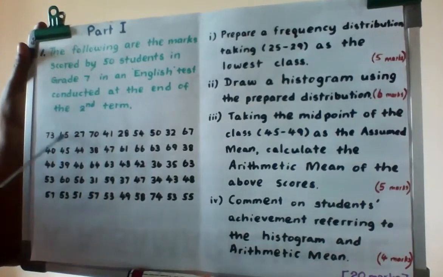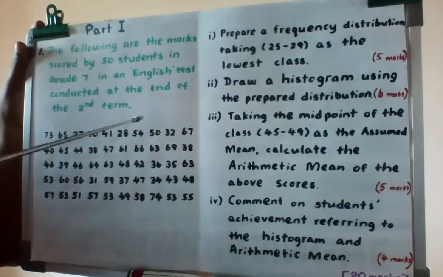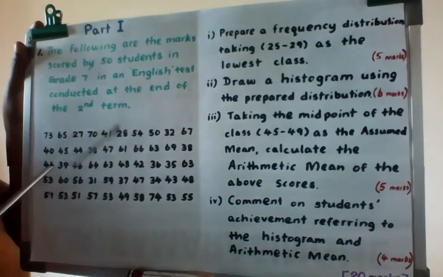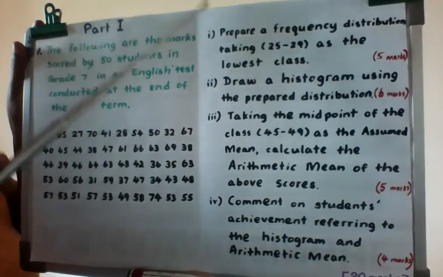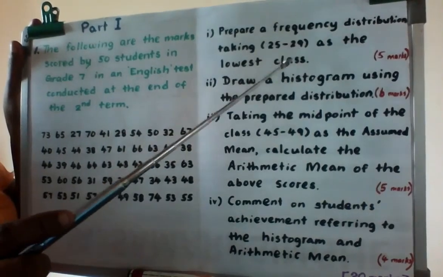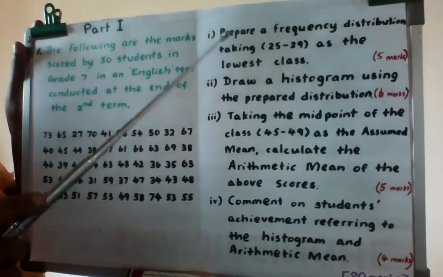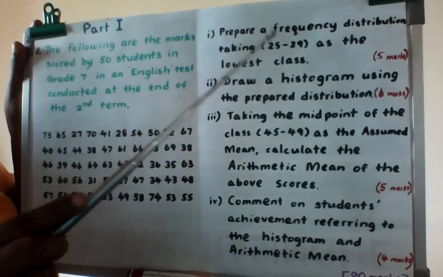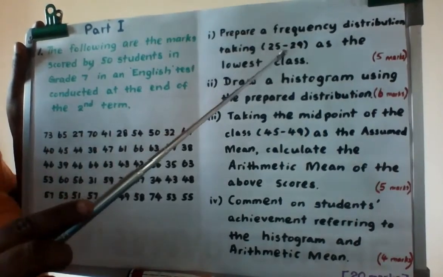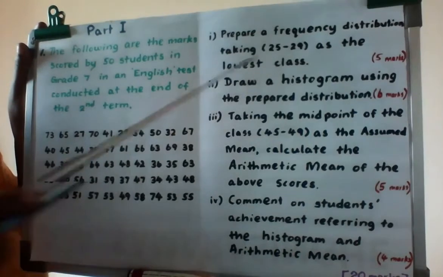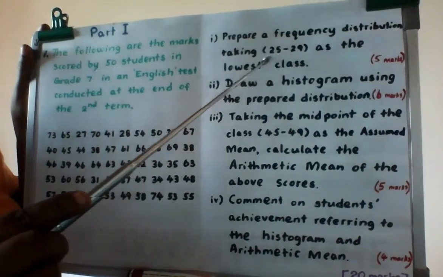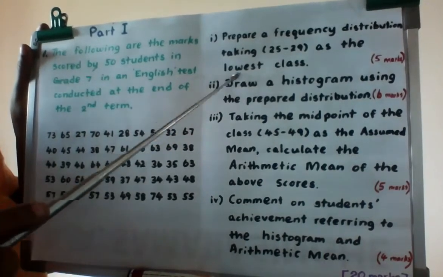You can see there are 10 columns this way, and here 5 rows, right? And based on these marks, what you have to do? Part 1. Prepare a frequency distribution table, right? The other day I showed you the table. So here you will have to prepare a frequency distribution table taking 25 to 29 as the lowest class, right? Here you have to underline these two, 25 to 29 and the lowest class.